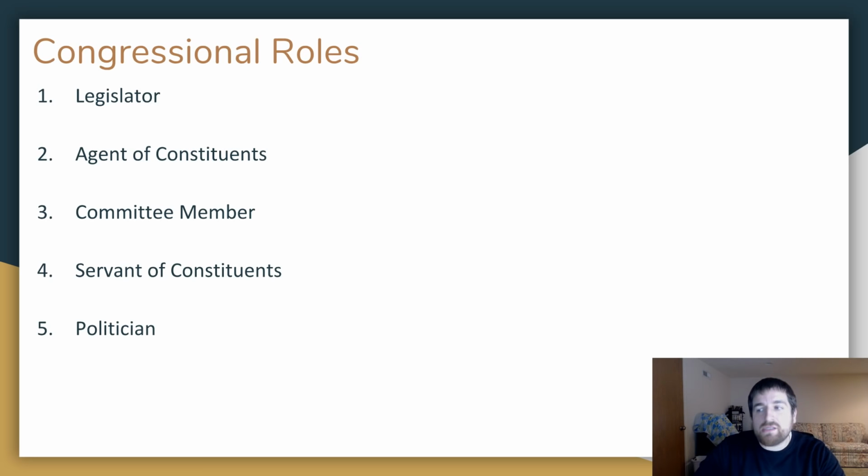Fourth is as a servant of the constituents. We talked about agent of the constituents; you are also a servant to them. That means you assist your constituents with various tasks and needs. We're going to talk about congressional staffers later and how they fill that role specifically. Lastly, as a member of Congress, you are a politician. That means you need to find ways to balance the interests of your constituents with the interests of your party, and to do so in a way that ensures you don't lose the support of either of those groups.